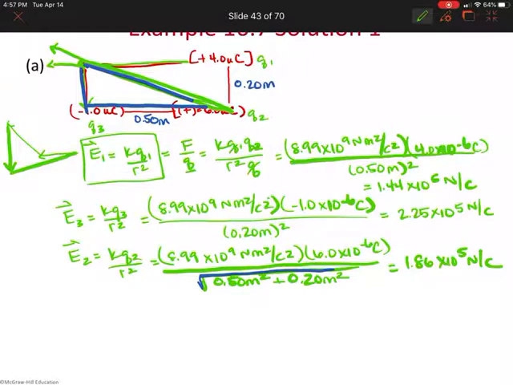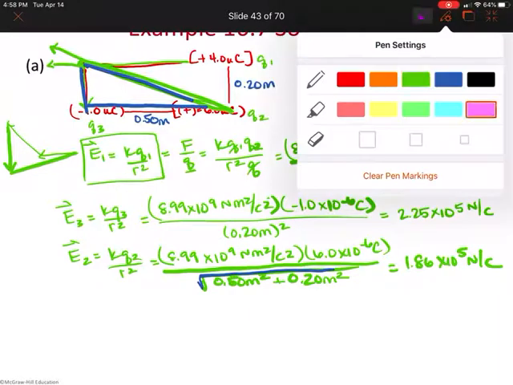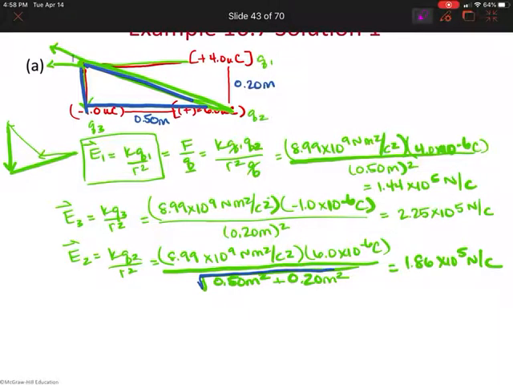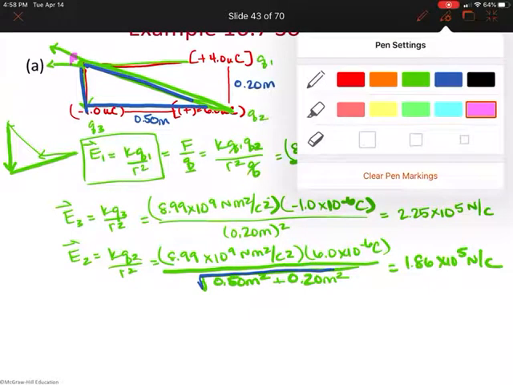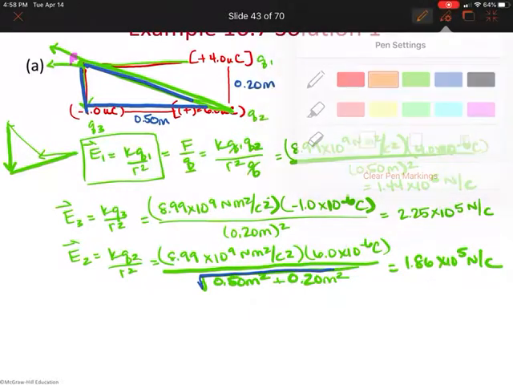So we've got all of our electric fields, but we've got to figure out what the magnitude of them are. That means we've got to do the sum of x's and the sum of y's. So let's do the sum of x. But before we do the sum of x, we've got to figure out what this angle right here is.